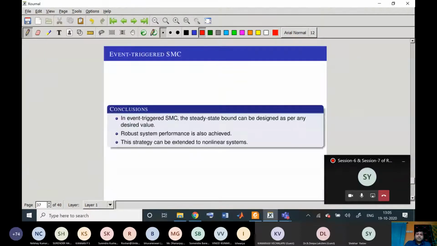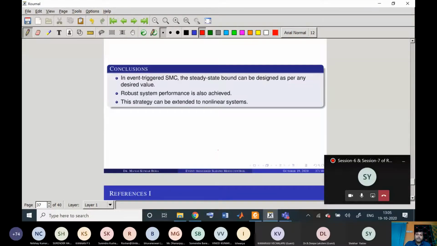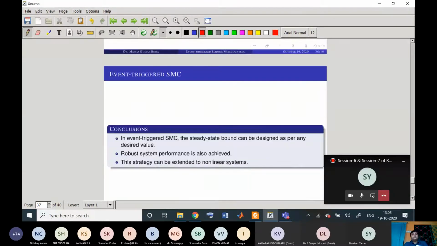As a conclusion, in event triggered SMC, the steady state bound can be designed as per any desired value, and robust system performance is also achieved. This strategy can be extended to nonlinear systems. Here I have shown you the linear system, but this concept can also be extended to nonlinear systems, and there is a lot of research going on, particularly in event triggered sliding mode control.